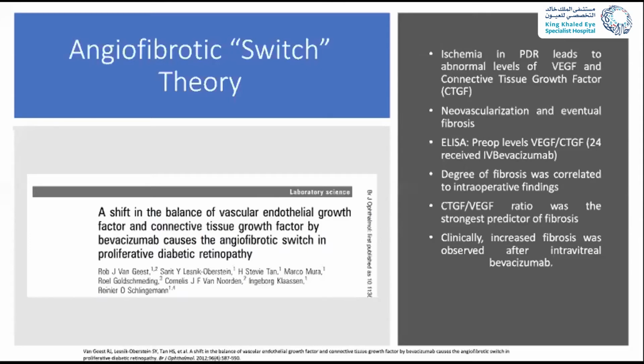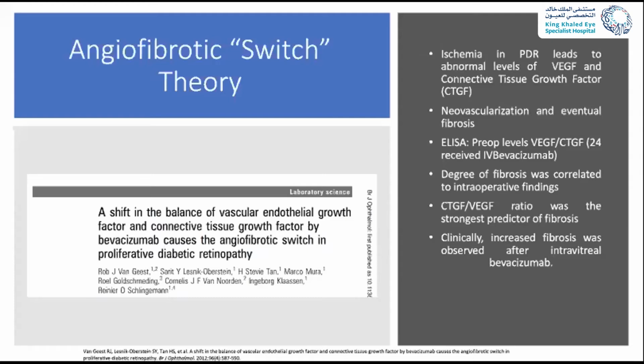So, although it was suspected, several theories emerged on how this happened. The first was a group from Netherlands that believed that there was a direct correlation between the levels of VEGF and connective tissue growth factor, which is CTGF. So they measured the levels of CTGF and VEGF by ELISA in 52 vitreous samples of patients that were undergoing pars plana vitrectomy for PDR pathology. 24 of these patients had received Avastin.